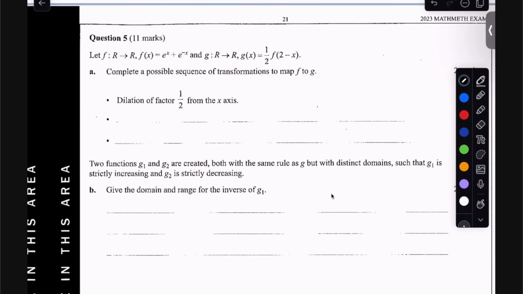f of x is that and g of x is 1/2 times f of 2 minus x. Complete a possible sequence of transformations to map f to g. So going this way, they've done the dilation by a factor of 1/2. Then you've got a reflection.